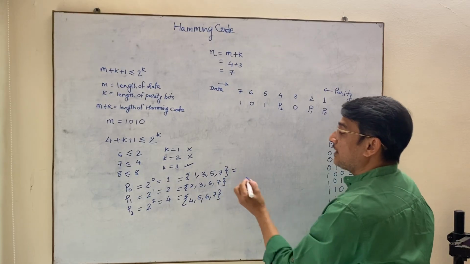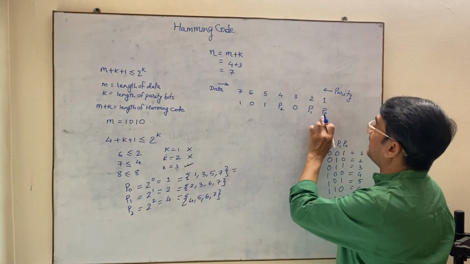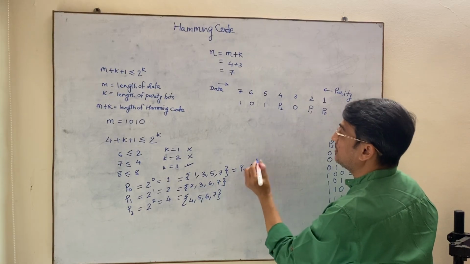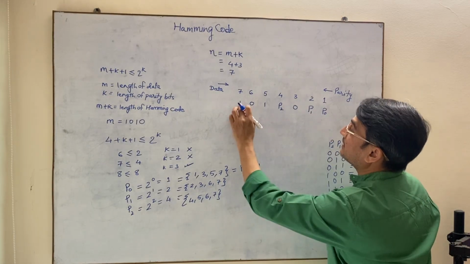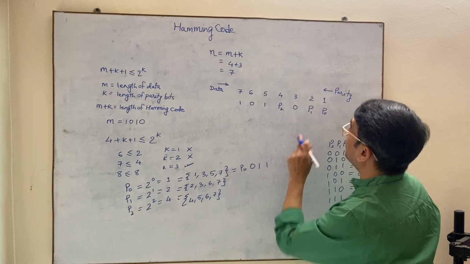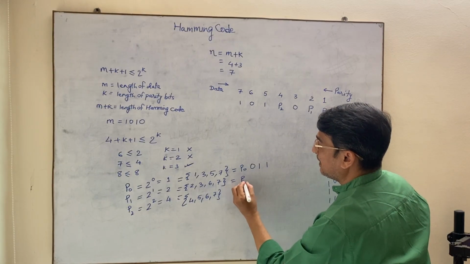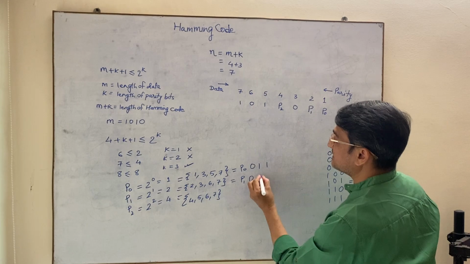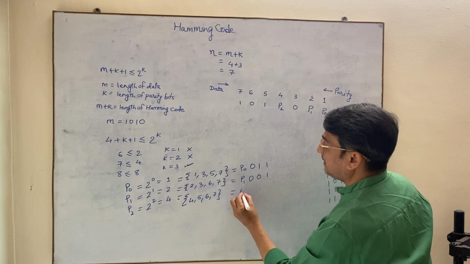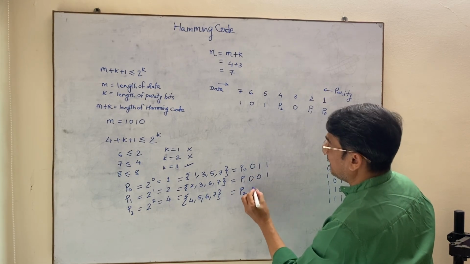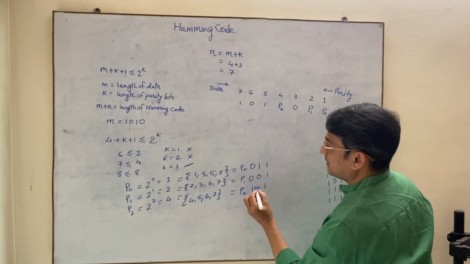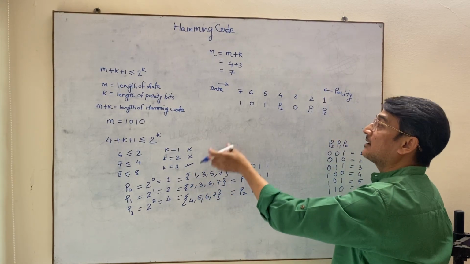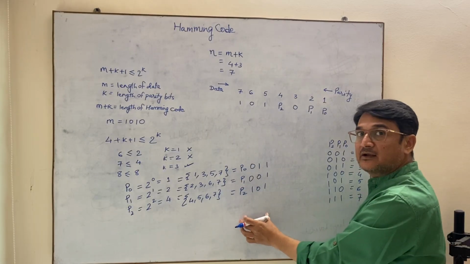Now 1, 3, 5 and 7. At position 1 it is P0, 3 it is 0, 5 it is 1 and 7 it is 1. Similarly 2 it is P1, 3 it is 0, 6 and 7 it is 0 and 1. Then P2, 1, 0, 1. So all the numbers and corresponding bits I have written here.